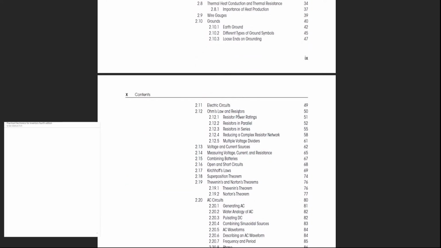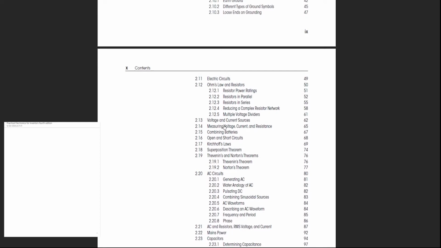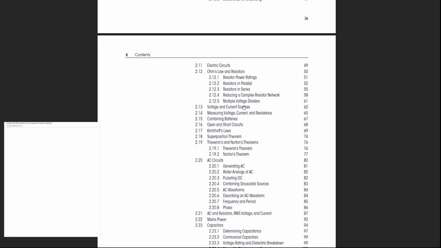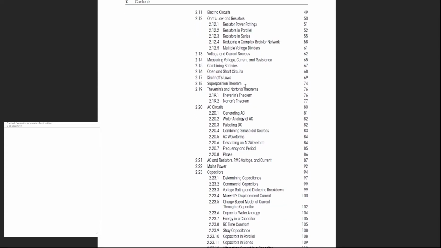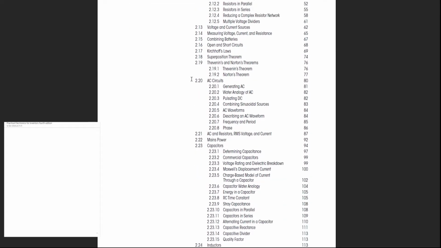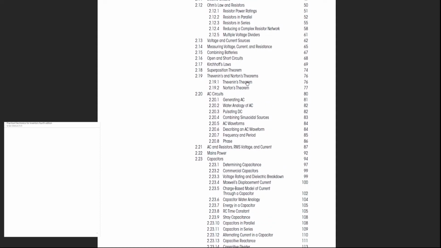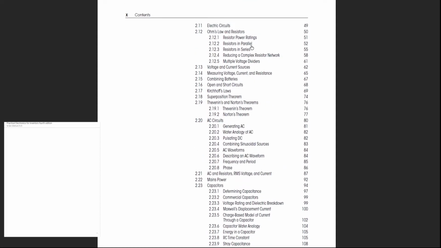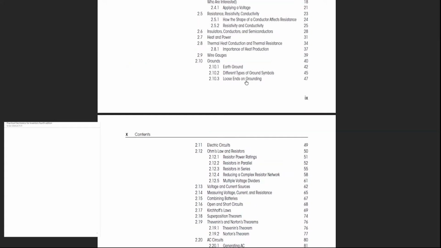Then you've got electric circuits, Ohm's law, obviously you're going to go straight into that. Voltage, current sources, I've done all of this, measuring voltage, combining batteries, open circuits, short circuits, Kirchhoff's laws, superposition, Thevenin's, Norton's, and then straight to AC. So that's literally my course basically, everything up until here, bar a few things. For example, we didn't really cover grounds too much or thermal heat conduction.